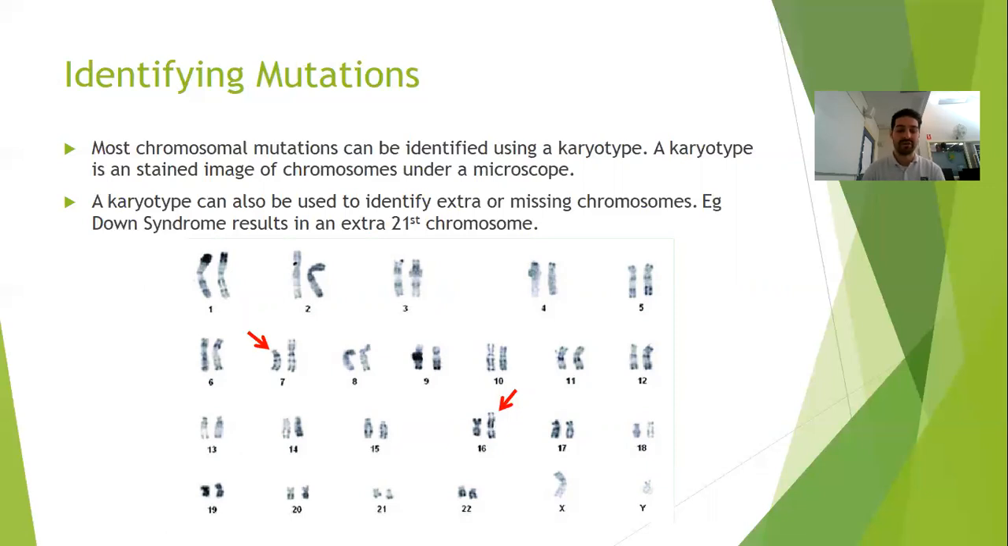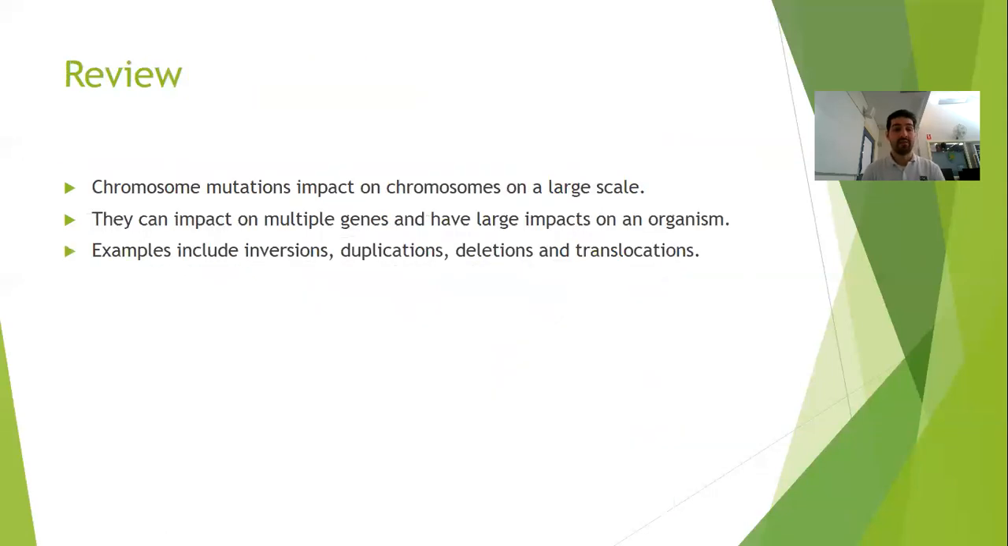help identify any mutations. So in review, chromosome mutations impact chromosomes on a much larger scale, and they impact multiple genes at once. And examples that we've talked about are inversions, duplications, deletions, and translocations. The next video we're going to look at is on point mutations, so down to single base mutations and what impact they have. So I hope this video helped.